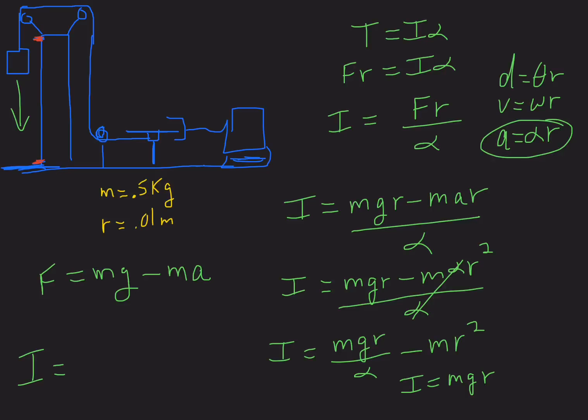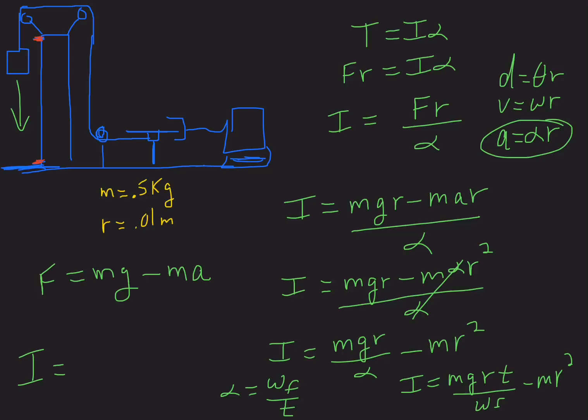over alpha. Now if you remember, alpha is final angular velocity over time, because it's actually final angular velocity minus initial velocity, but the initial velocity is 0. So alpha is omega f over t. So if this is over alpha, it's going to be t over omega f. And this is minus m r squared.